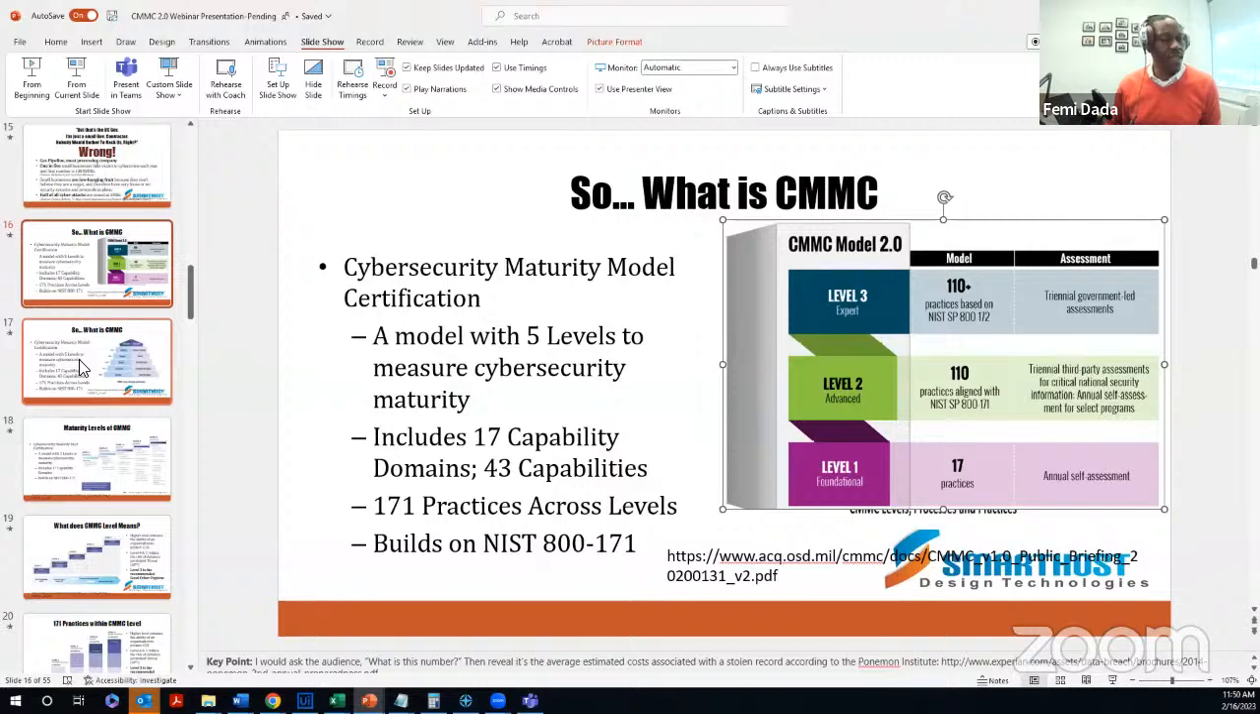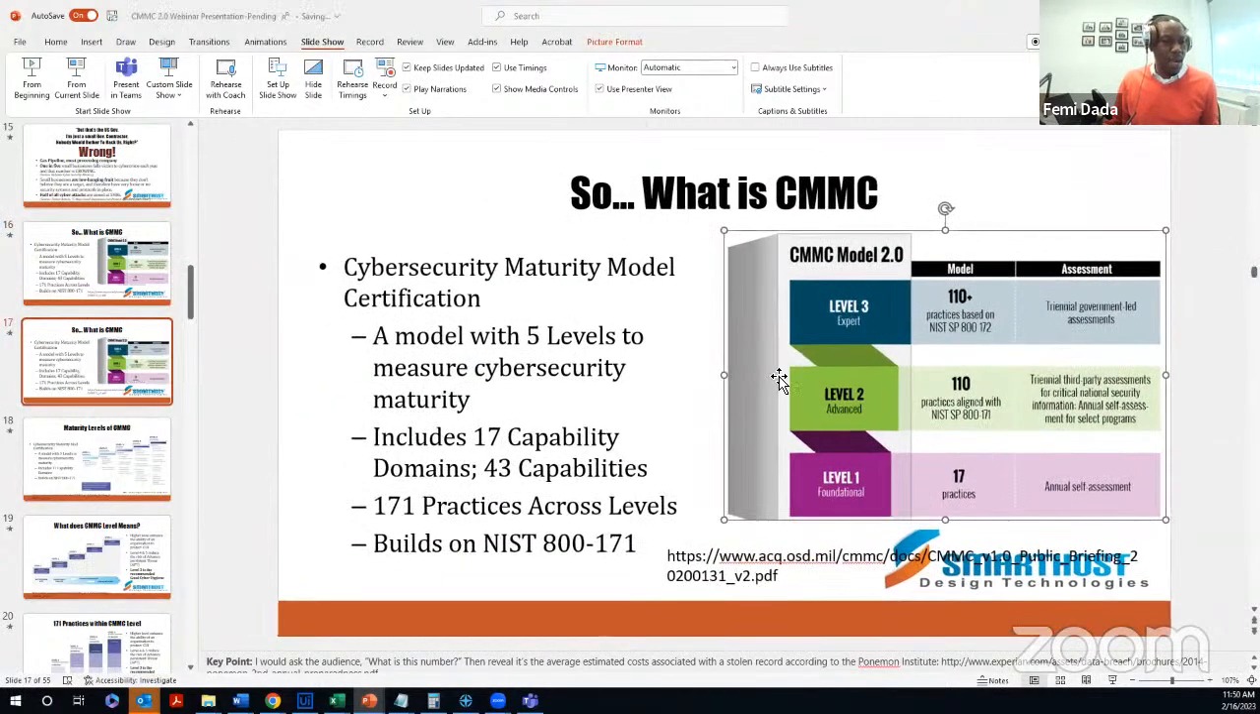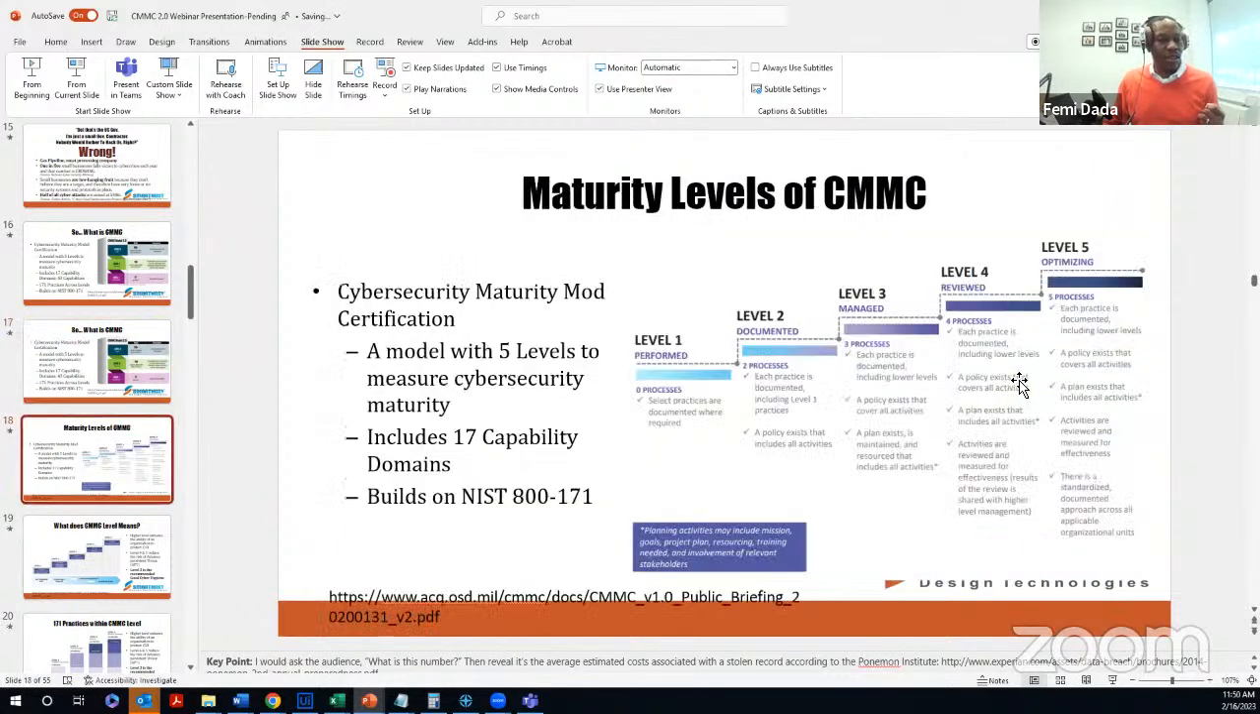So in other words, they've laid down the groundwork for what needs to happen. And now it is onto us, as businesses and organizations, to make sure that we do what is needed to become certified.